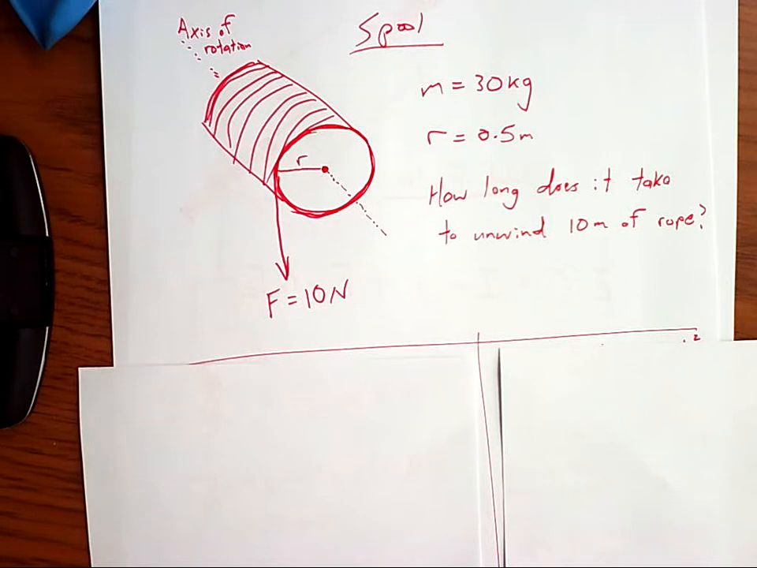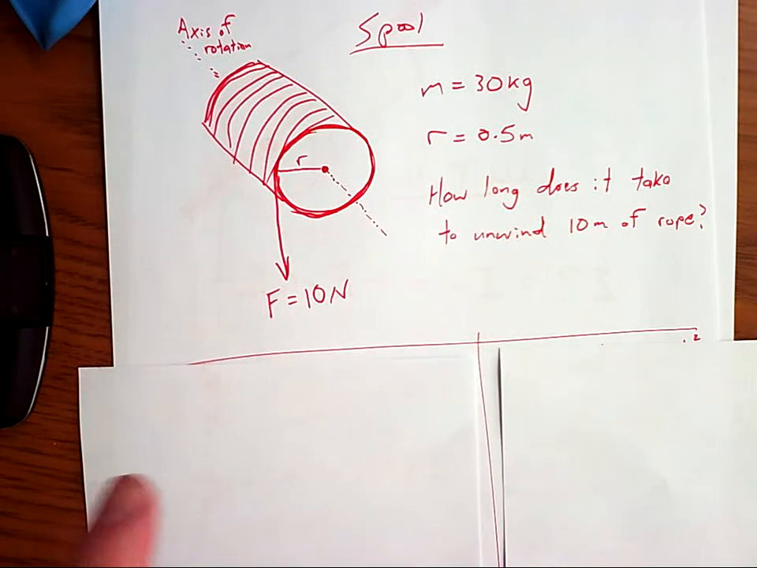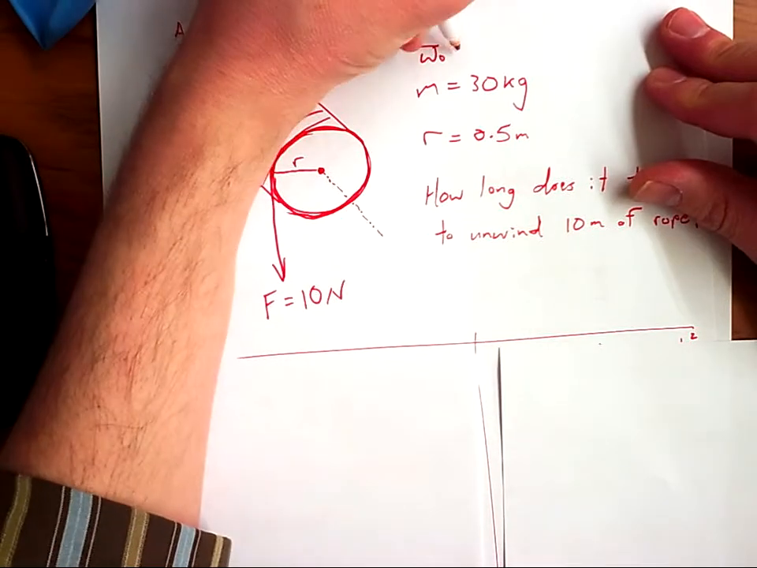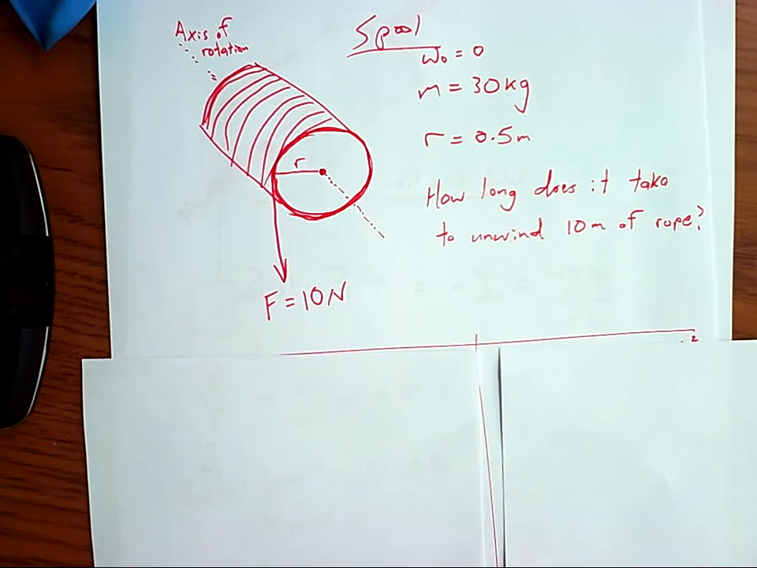Okay, so here we have the spool, and the things that we know about the spool are its mass, the radius from which the force is being applied, and that there is a constant downward 10 Newton force. Also not stated before, but something that is important, the starting angular velocity is going to be 0. So the question is, how long does it take to unwind 10 meters of rope?